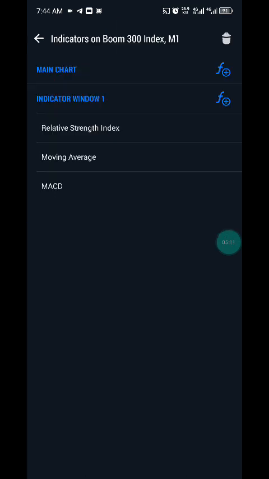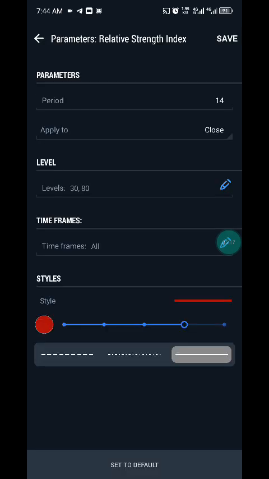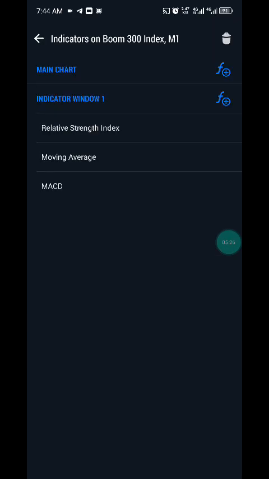So let me show you the settings of this strategy. We do not have anything on our main chart. We have indicator window 1, which is RSI. We have the period of 14. We apply to close. We have levels 30 and 80, and we have our style in red color. Then you click on save.